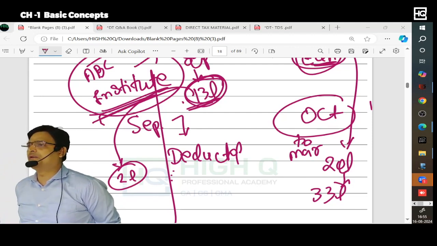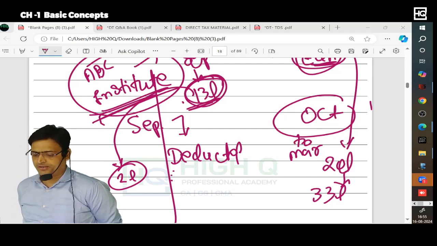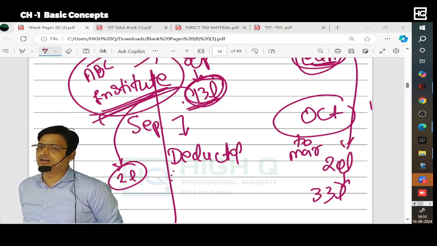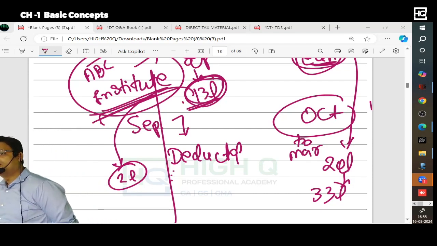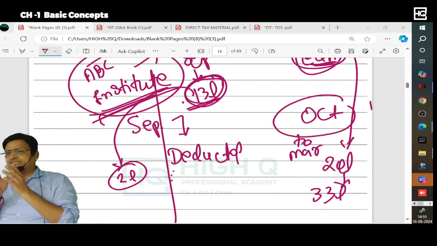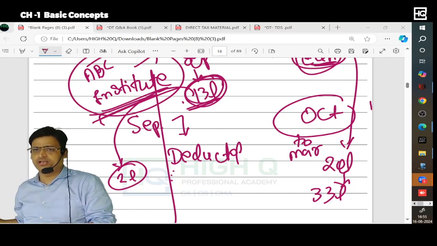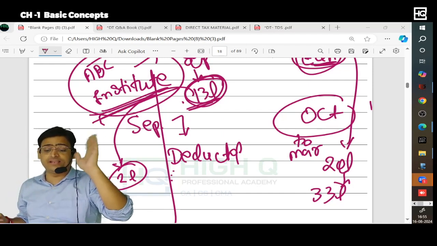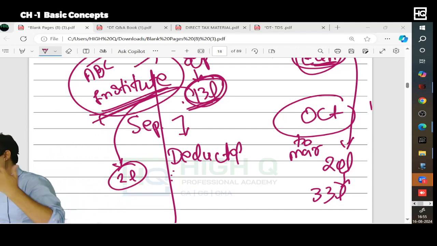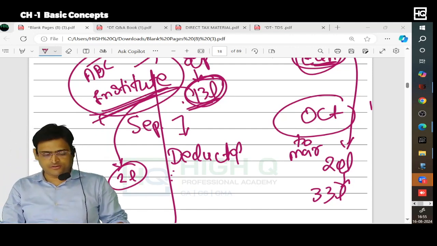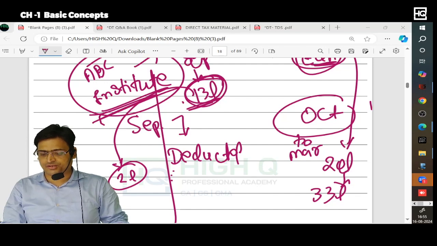And now, if an employee has changed his employment during the year and TDS is deducted by the earlier employer, will it be considered by the new employer? Yes. Okay, so finally we have completed section 192.